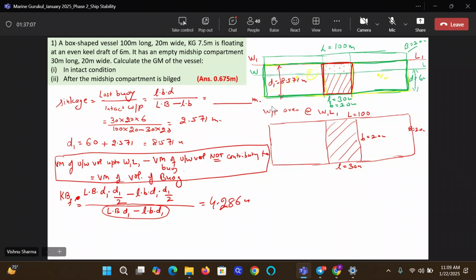So basically, what will be the volume of buoyancy in this case? You can follow the moment process, which is of course correct. But you could cut it short by replacing it with capital L into capital B into D, not D1. If you calculate, you'll get the same answer here also. Why? Because you're using the lost buoyancy method. Is that clear?